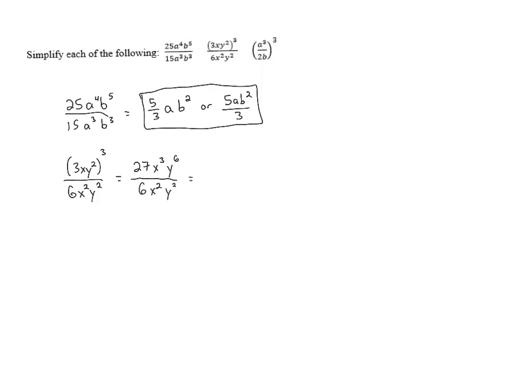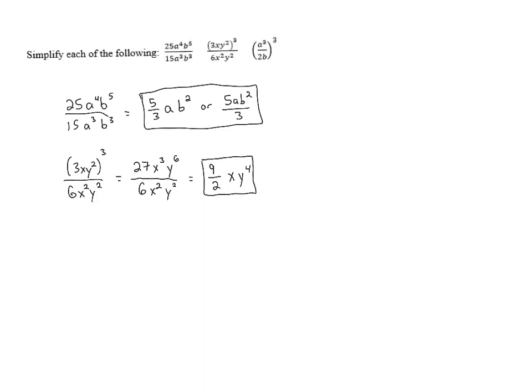But now we can reduce like we did before. The coefficient, 27/6, will reduce by a factor of 3. That gives us 9/2. Then with the x's and y's, we subtract the exponents. x^3 over x^2 gives us x. And then y^6 over y^2 gives us y to the fourth. So we've got 9/2 xy^4. Could also write it like the other one, where the x and the y to the fourth are in the numerator. Either way, it's perfectly fine.